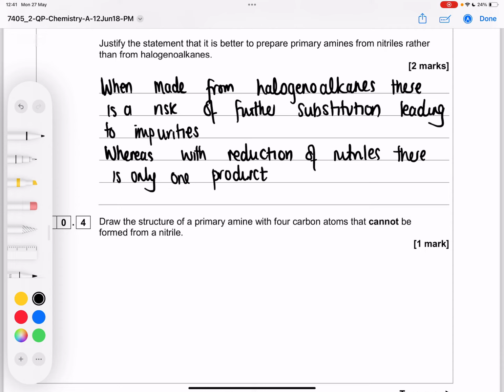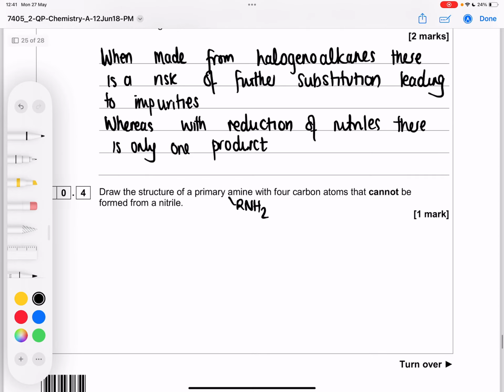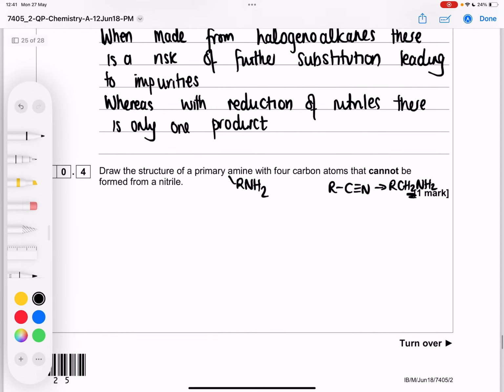Draw the structure of a primary amine, so that's an RNH2, with 4 carbons that cannot be formed from a nitrile. So remembering that a nitrile goes RC triple bond N to RCH2NH2. So if we're going to have an NH2 on an R group, we just need to not be able to have a CH2 here. So if we think about putting our NH2, what we don't want to do is allow there to be 2 hydrogens on this carbon.